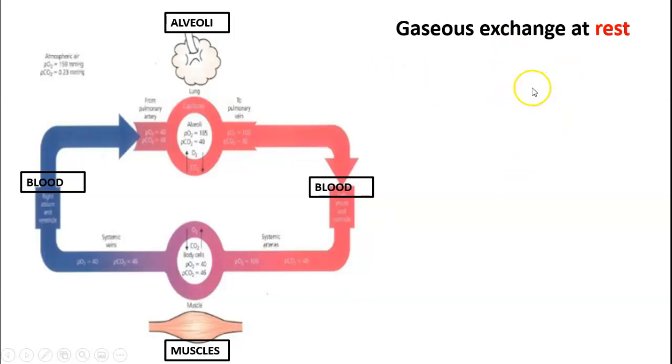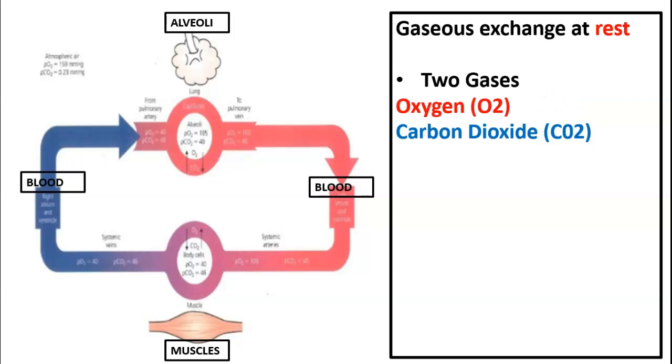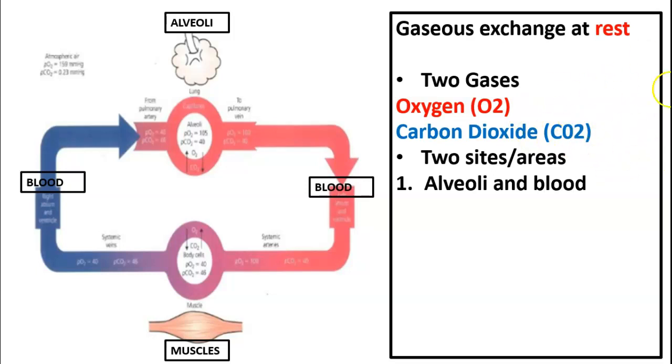Gaseous exchange at rest. This will be a good start point on what you need to know about gaseous exchange at rest. These are the key things. Two gases we're interested in today, oxygen and carbon dioxide. There are two sites or areas at which gaseous exchange takes place. We have to look at how gases exchange between the alveoli, you might know this as lungs, and blood. And we also have to look at how gases exchange between the blood and the muscles.